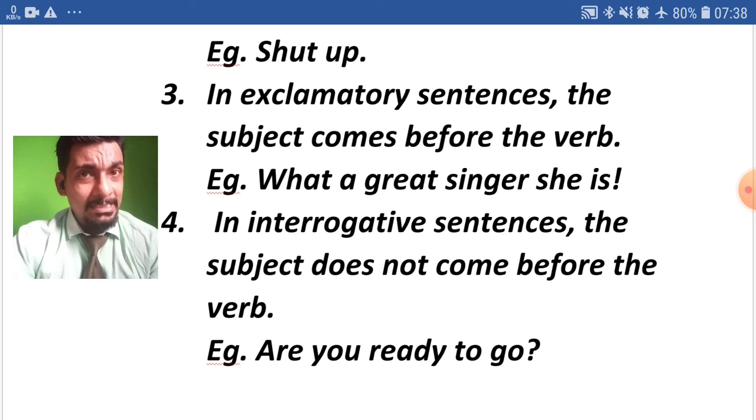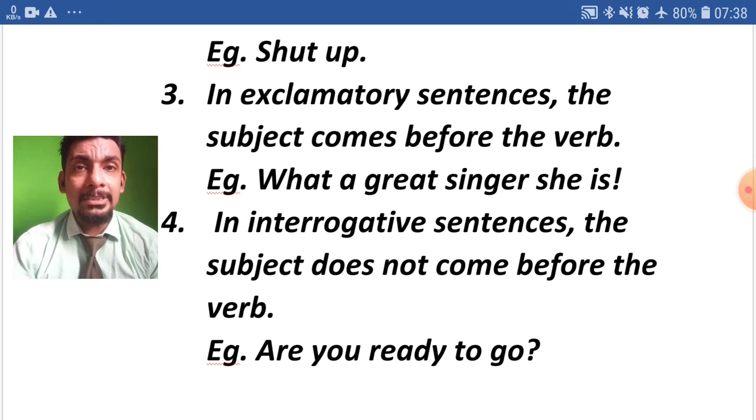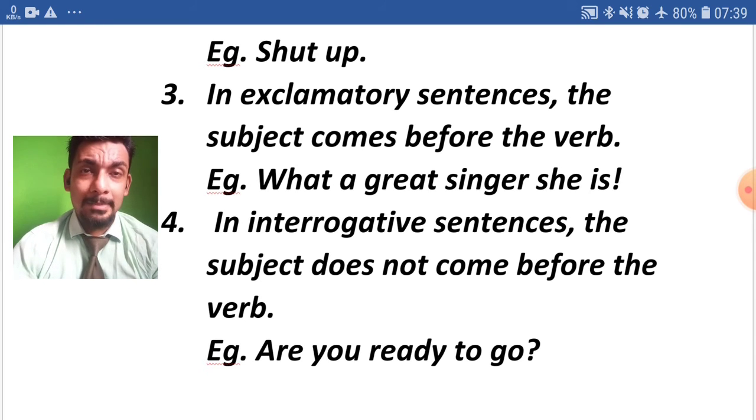The example that I have written is, What a great singer she is. Now, here, if you observe, she is the subject. And is, again, as I told you, is a verb. And it is an exclamatory type of sentence. So, for exclamatory sentences also, the subject comes before the verb. Means point 1 and point 3, they both are similar, they both are same.